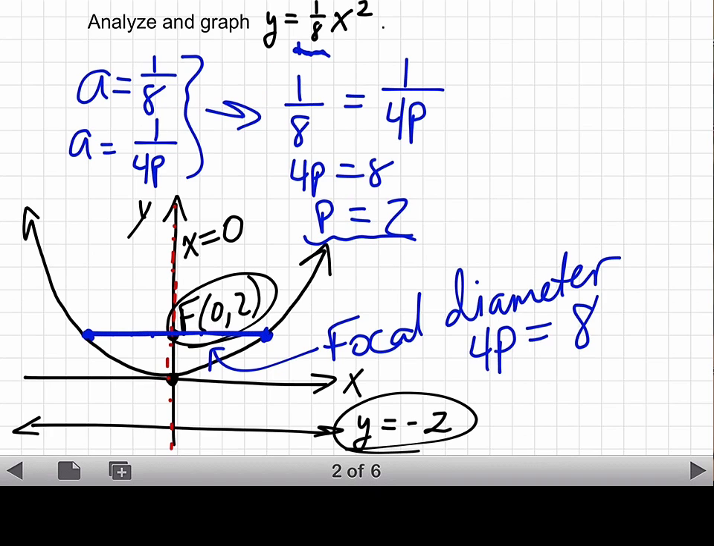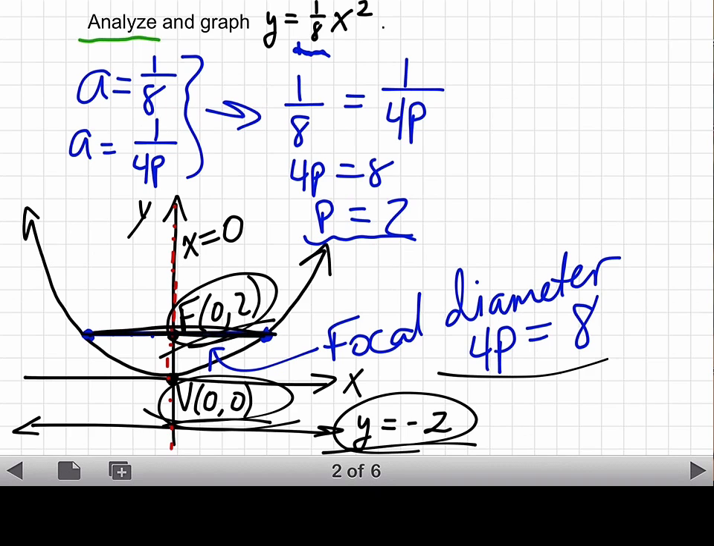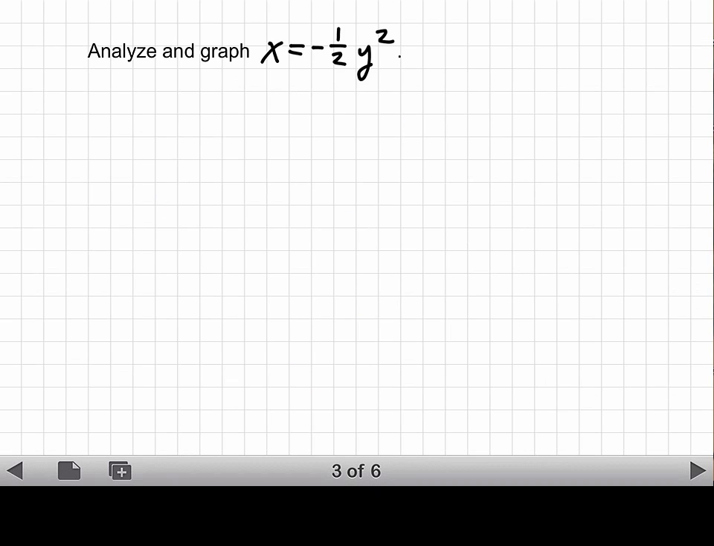The last thing that we would have to write down to analyze the parabola would be to make sure we label the vertex. And the vertex here is at the origin, 0, 0. So the focus, the vertex, and the directrix are labeled, the graph is drawn as best we can, and at the focus, the width of the parabola is 4P. See what you can do to analyze and graph x equals -1/2 y squared, noting that since y is what's squared, this will be a horizontally oriented parabola.